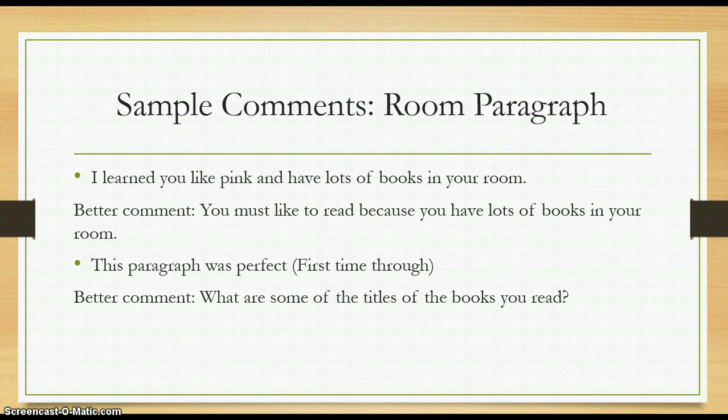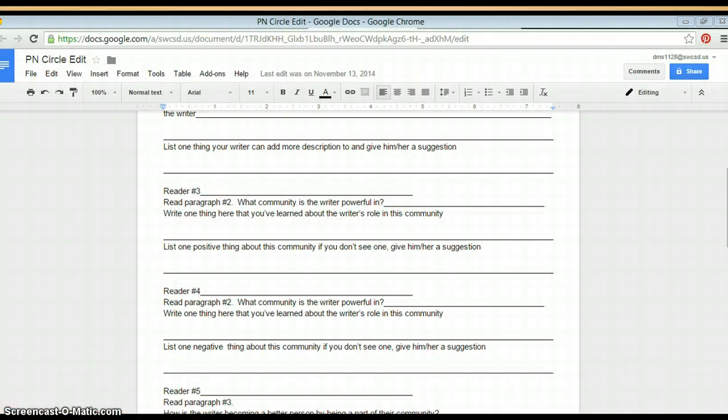So, a couple sample comments here. I learned you like pink and have lots of books in your room. Well, okay, but what does that tell you about the person? A better comment might be, you must like to read because you have lots of books in your room. And then when they're asked to provide examples, suggest something. Oh, but this paragraph was perfect. I got a lot of those early on. A better comment might be, what are some of the titles of the books that you read, so that you can learn a little more about what they like to read?